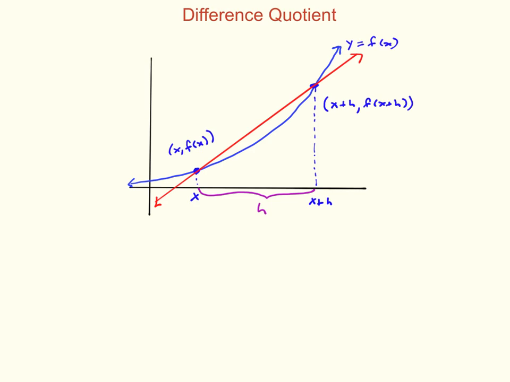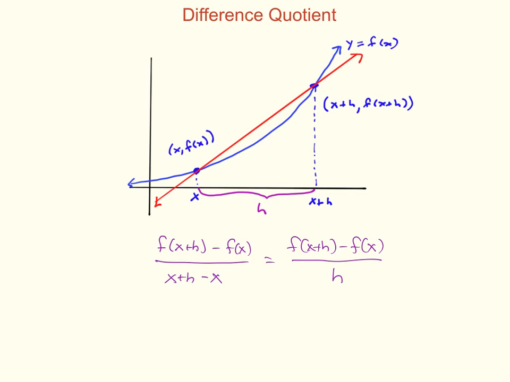To find that slope, we look at what's called the average rate of change. The average rate of change as I go from this point to that one is going to be f of x plus h minus f of x, all over x plus h minus x. If you simplify that, you get f of x plus h minus f of x, that whole thing over h.